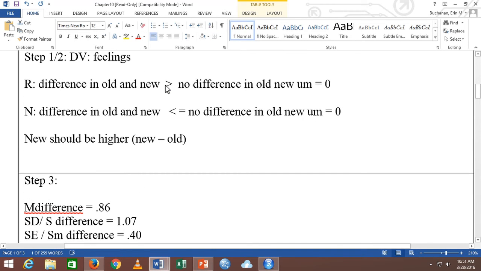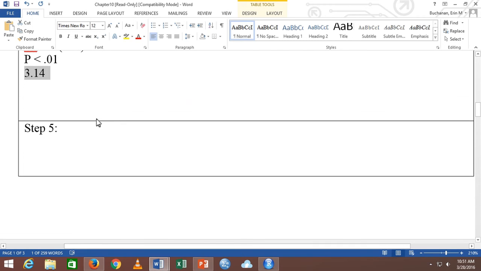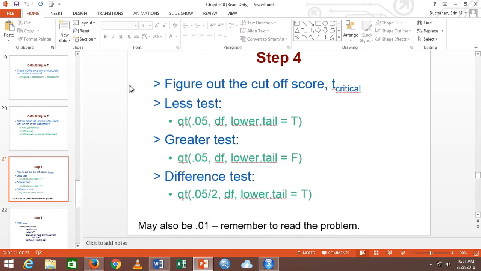Now, this is where they should match. This is a positive number. This is a greater than test. If you have a less than test, it should be a negative number. If you have an equal to and not equal to test, the difference test, you should have 2, because there's both positive and negative. Okay, so make sure it matches step 1, 2. Make sure it matches step 2 as well, rather.